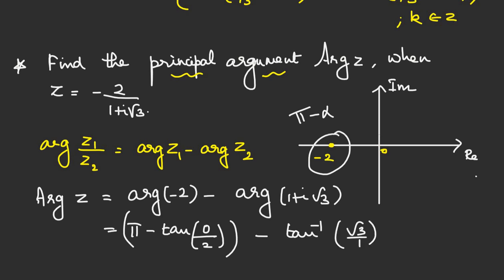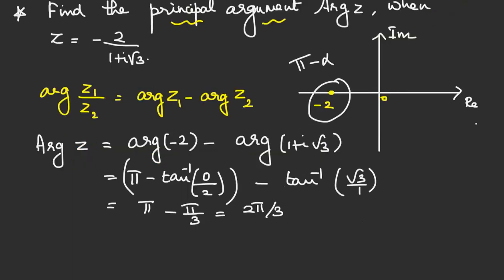Now this is equal to pi, tan inverse of 0 is 0. So we get pi minus tan inverse of root 3, which is pi by 3. So pi minus pi by 3 will be equal to 2 pi by 3. This implies that one of the values of argument of z is 2 pi by 3. This 2 pi by 3 belongs to the interval minus pi comma pi.